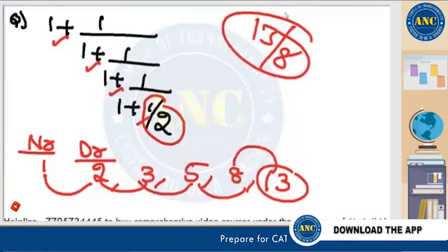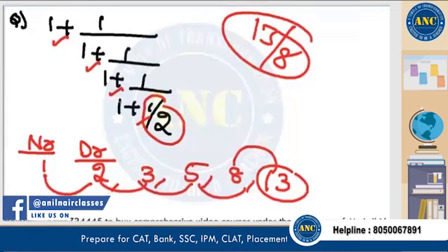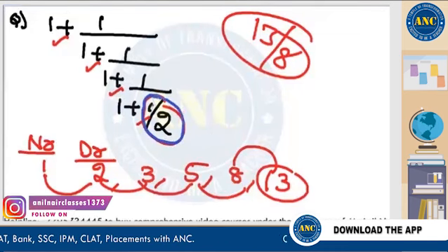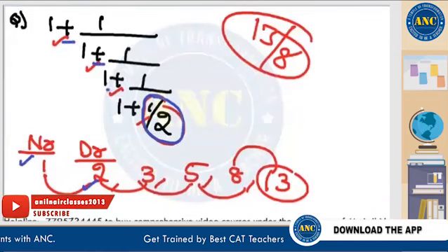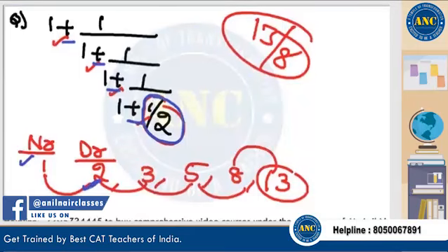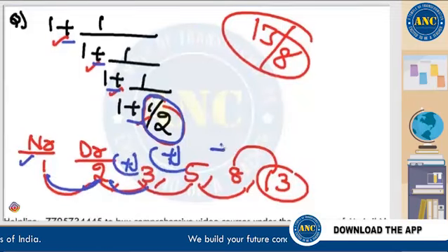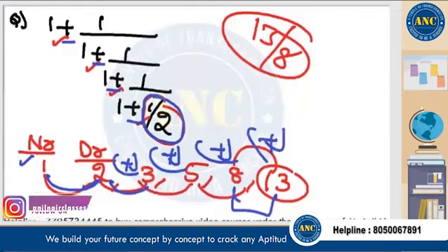Again I am explaining. 1 plus 1 by 1 plus 1 by 1 plus 1 by 1 plus 1 by 2. Denominator fraction is 1 by 2, numerator 1, denominator 2. How many times is plus there? 4 times. Keep doing the repeated addition. 2 plus 1, 3, first time over. Second plus over. Third plus over. Fourth plus. Highest by second highest. Finish.